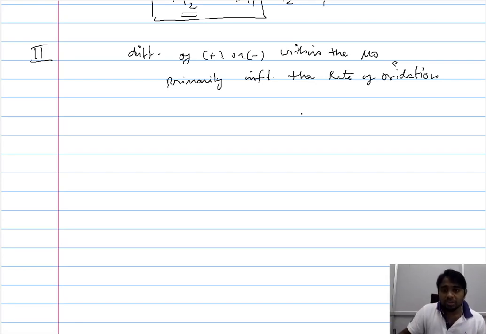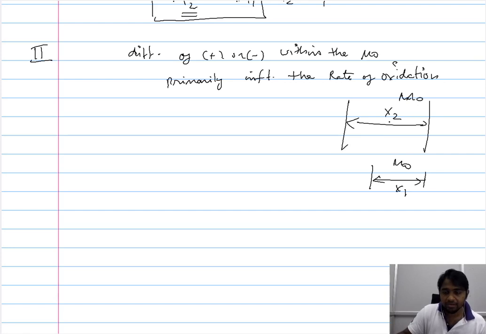So that means when you have a thicker metal oxide layer, the oxidation rate will be smaller when compared to a thinner metal oxide layer. So when you have X2, which is a thicker metal oxide layer, and X1, which is a thinner metal oxide layer, since in this case the overall oxidation rate is dependent on the mobility of the ions within the metal oxide, in case of the thicker metal oxide, the rate will be smaller when compared to the thinner metal oxide. So that means the rate of oxidation is inversely proportional to the thickness of the metal oxide.